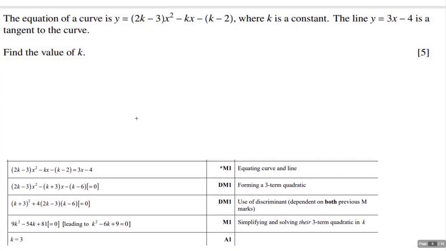All right, so for the rubric, you'll notice again, I get a point just for making them equal to each other. And then I get another point for forming this three-term quadratic, which means basically getting everything on one side and making it equal to 0. And then I get another method point for using the discriminant and then making it equal to 0. Actually, it doesn't even specify necessarily that it has to be equal to 0, I don't think. But the discriminant, obviously. And then the last method is simplifying and solving their quadratic, okay?